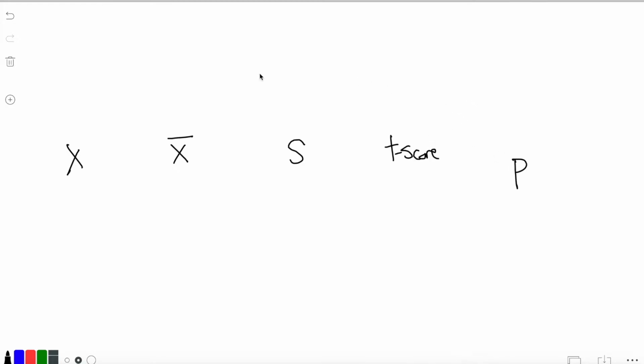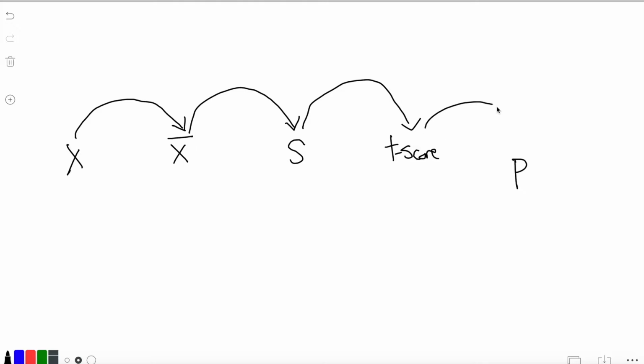to our p-value. So we're going to start with our x and we're going to go to the mean, which we're then going to use to get our standard deviation. Then we're going to use that to get our t-score. Then we're going to use that to get our p-value. So I'm going to draw the equations out for this flow chart, but we're going to go through it in a bit. So if these equations are unknown to you or unfamiliar, or if they're intimidating, don't worry about it. We're going to go through it step by step.